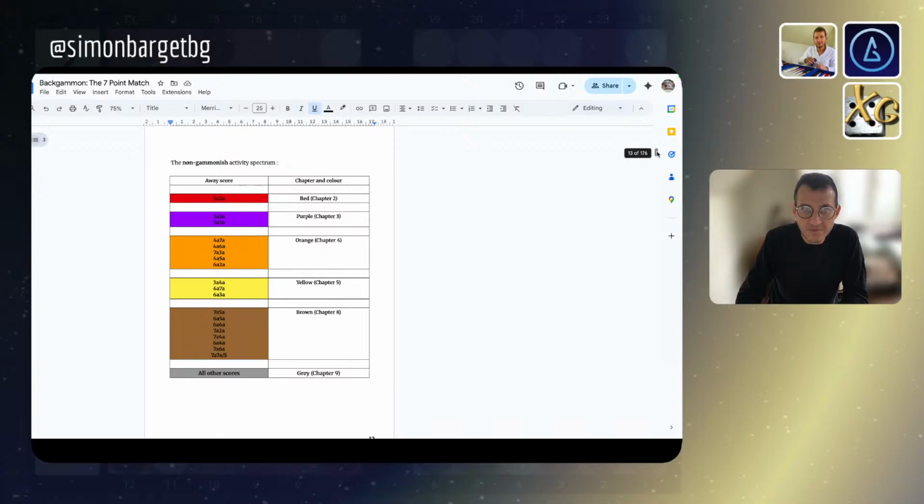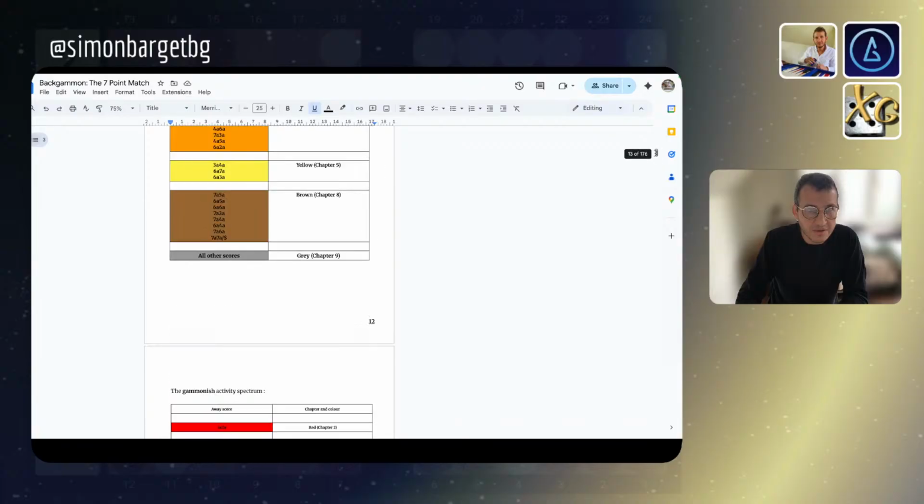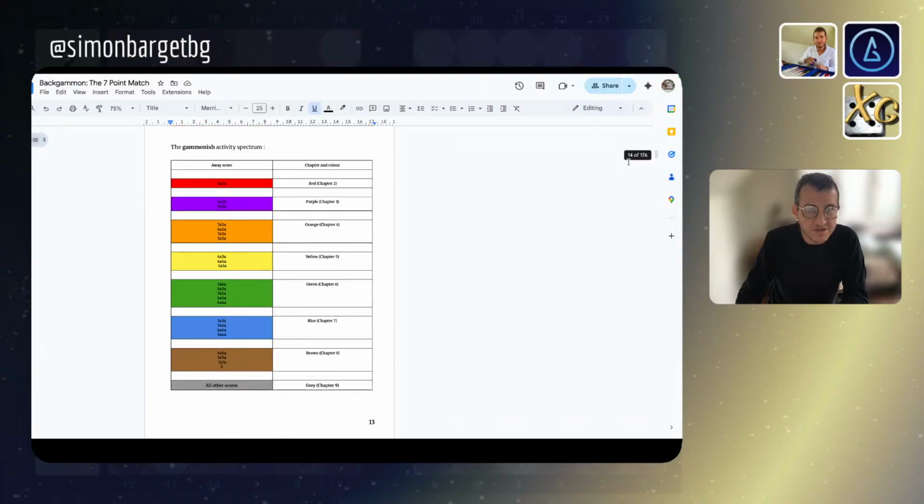And then I'm just going to scroll down too far. And this is the second table. So there are just two tables in the book. And this is basically the crux of the book. This is the golden content. So in the Gammonish one, we have 7 colors: red, purple, orange, yellow, green, blue, and brown. So I'm going to scroll back up to the non-Gammonish.